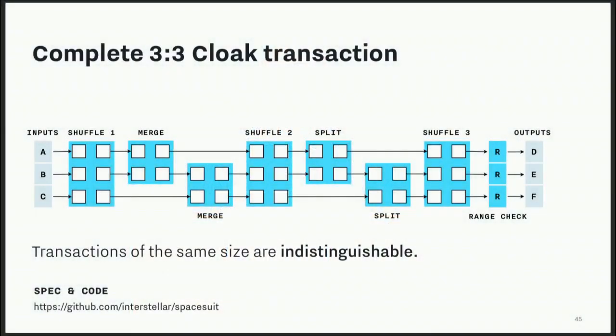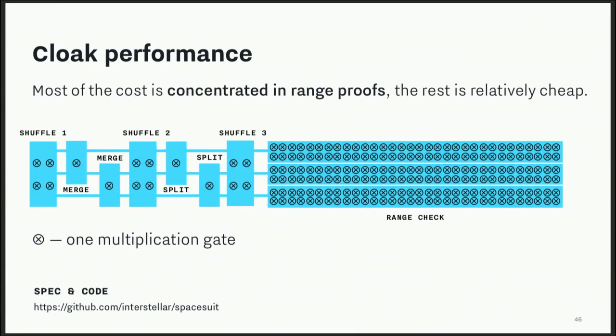And you don't actually know how these values were moved and split, but you can tell that it's a valid transaction. So you can actually see the spec and code at this link here. There's a lot more details that I sort of glossed over. And also, this looks like a really complex protocol, but actually the majority of the cost of running this is in the range check, because the most expensive part is the multiplications, and the range check requires vastly more multiplications than the shuffles, merges, and splits. And so this is not actually that much more expensive than doing a simple confidential transaction proof, which you'd have to do a range check for anyways. So that's a cool side note.